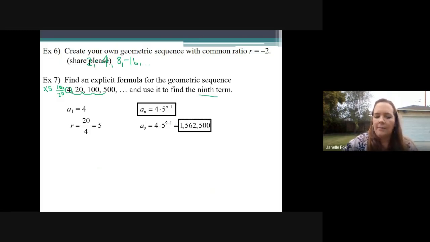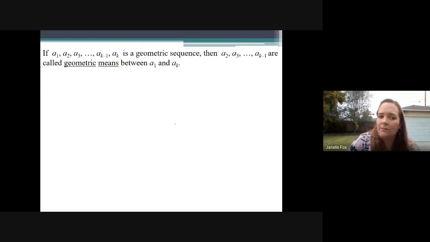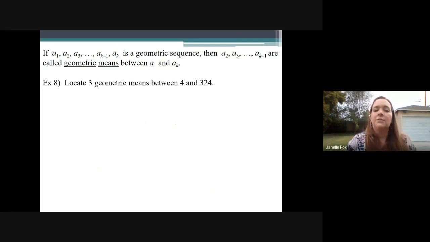Something that we can also do, just like we did with our arithmetic sequences, is talk about geometric means. We did arithmetic means where we wrote the list, we put some spaces in between, and then we figured out a cute pattern. We're going to do the same idea, but for geometric means. The process is a little bit different, but we are going to do, again, a streamlined version. So this says we're going to locate 3 geometric means between 4 and 324. Let's write that down.